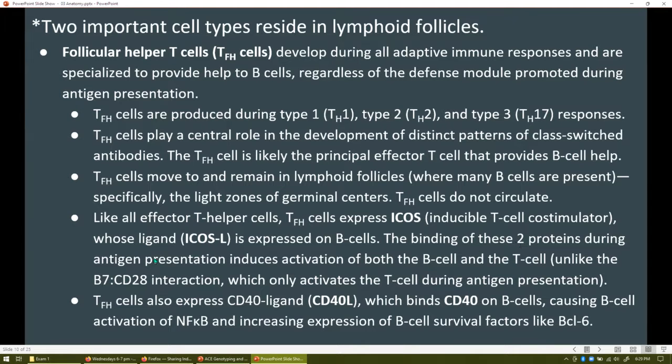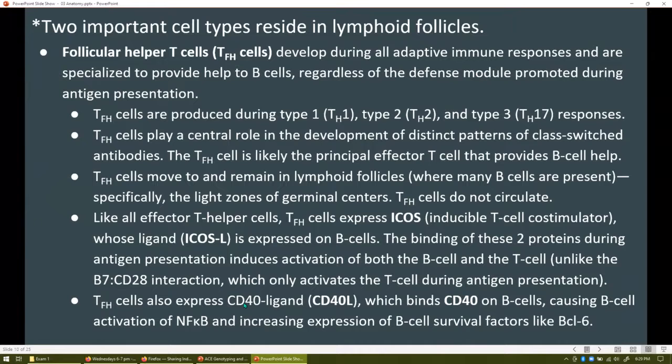These proteins are going to bind to each other during antigen presentation. The B cell is going to present antigen to the TFH cell. ICOS ligand on the B cell binds to ICOS on the T cell. This induces activation of both the B cell and the T cell. And specifically for the B cell, it's going to provide a really strong signal for the B cell to go on and become a plasma cell or mutate its antibody genes and undergo the germinal reaction.